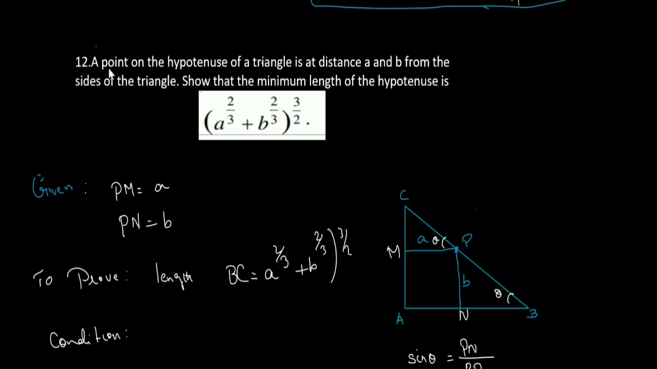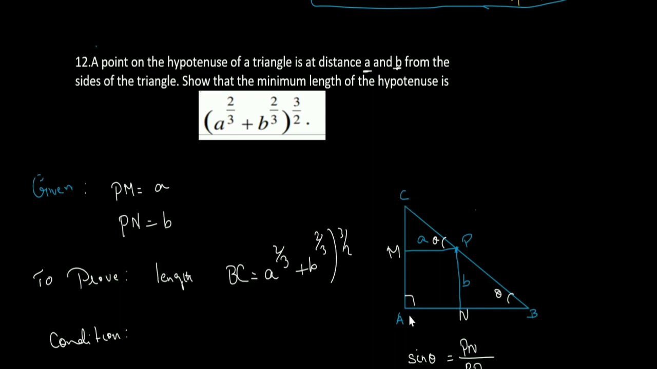Question number 12. A point on the hypotenuse of a triangle. Let us take a point P on the hypotenuse. Consider a right angle triangle. A point P on the hypotenuse of the triangle is at a distance A and B from the sides. So let us take this as A. This is a perpendicular distance. That is PM is equal to A, PN is equal to B. That is, at a distance A and B from the sides.